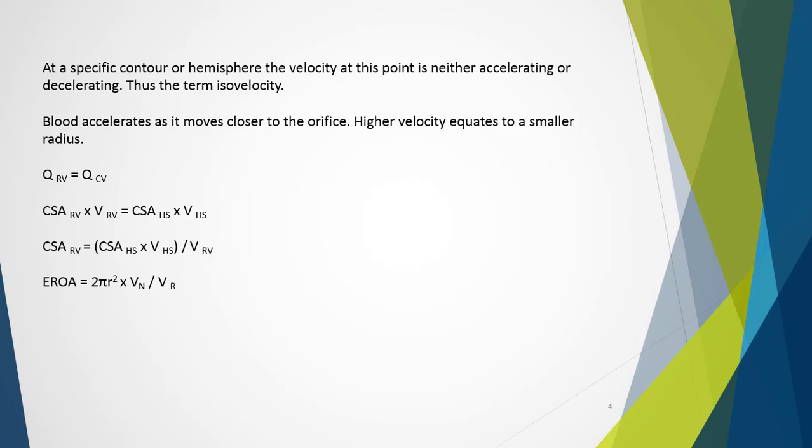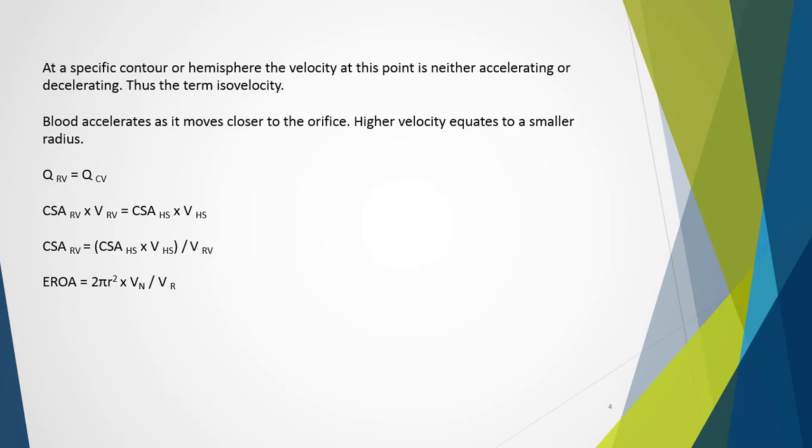However, blood is accelerating as it moves closer to the orifice. Therefore, higher velocity equates to smaller radiuses. As blood progresses towards a regurgitant orifice, it increases in velocity and the hemispheres associated with each velocity progressively decrease in size. The specific velocity at any specific hemisphere is uniform.